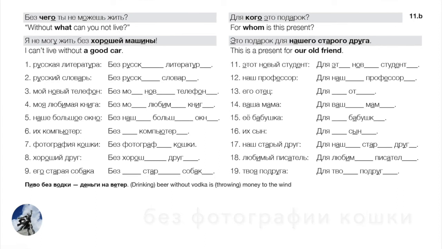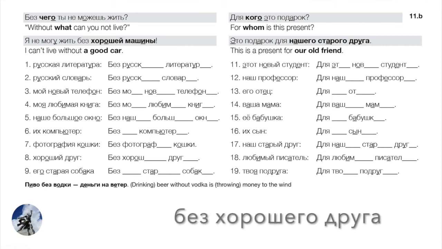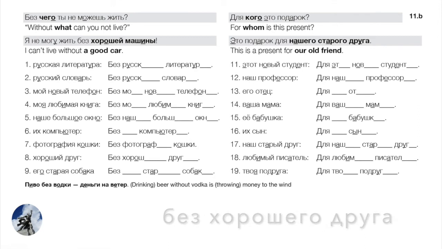Number 8, хороший друг. I can't live without a good friend. Я не могу жить без хорошего друга. Okay, there's the 5-letter rule, right? Can't have an unstressed o after sh. We write yeah instead. Без хорошего друга.